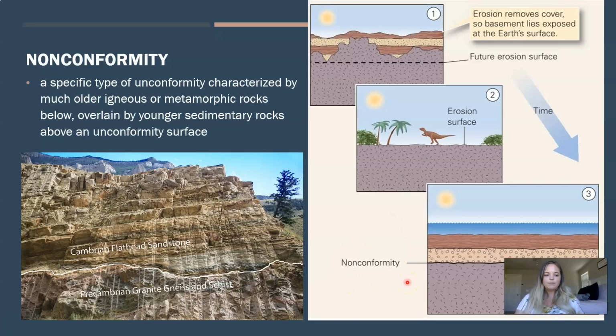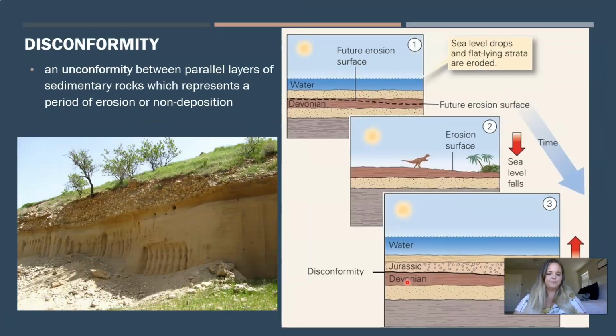The way that I help students remember this one is that they don't conform. So you say nonconformity, they're not the same rock type. Here it's either igneous and sedimentary or metamorphic and sedimentary, so it's not the same rock type between the two. Your gap in the rock record is a nonconformity. They don't conform to each other.